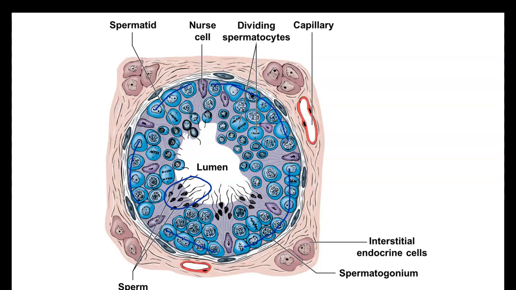Now also here, you're going to see that you have these interstitial endocrine cells. Under the right circumstances, under right hormonal control, these, remember, are going to be your cells that are going to produce testosterone.